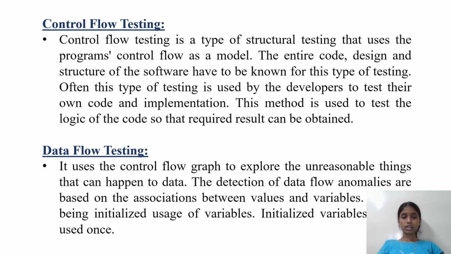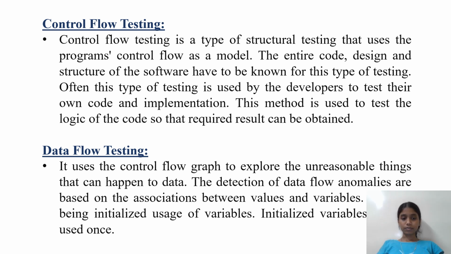Control flow testing. Control flow testing is a type of structural testing that uses the program's control flow as a model. The entire code and a part of the design and the structure of the software have to be known for this type of testing. Without knowing the design, code and structure of the software, we cannot do this type of testing. Often this type of testing is used by the developers to test their own code and implementation. This method is used to test the logic of the code so that the required result can be obtained.